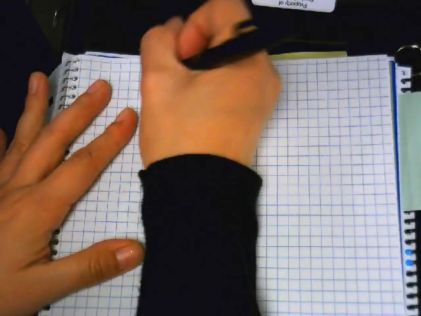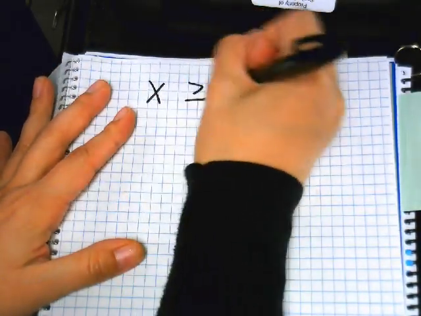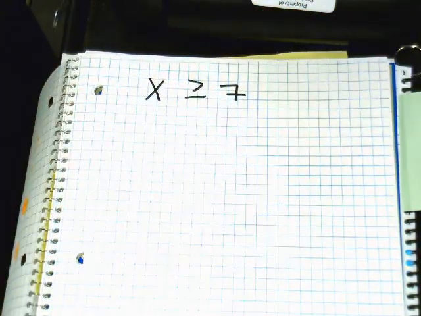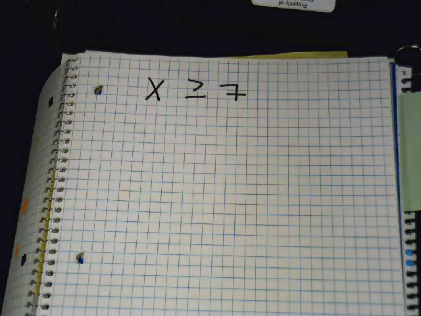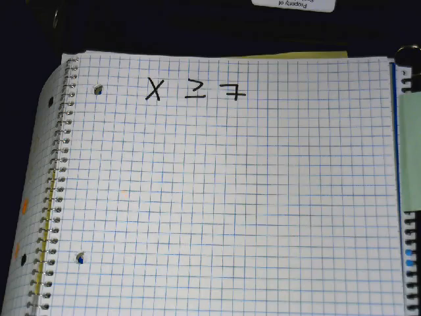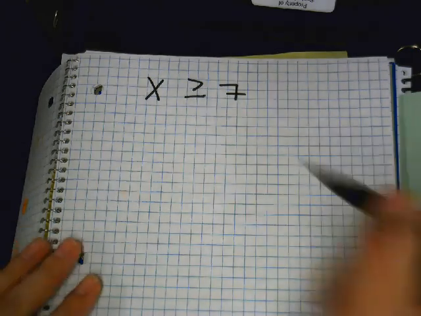All right. Let's graph this one. Who can tell me what this problem is telling us? X is greater than or equal to 7. Very good. So the first job is, can you read it? Second is to graph it. So we're just learning how to graph.